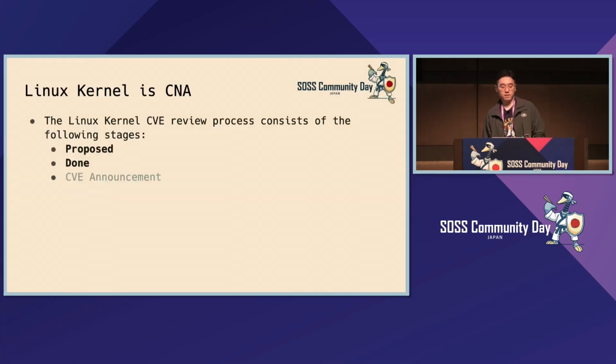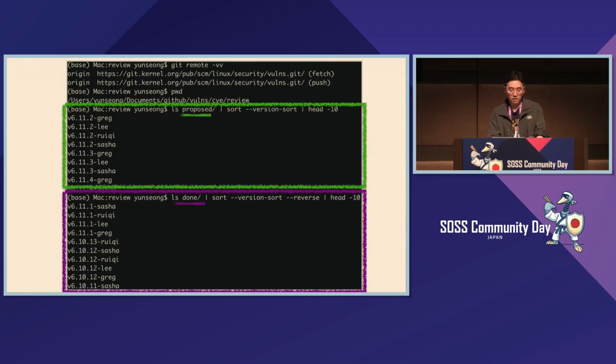While observing the Linux kernel CVE team's work, I noticed they follow this main process: propose, done, CVE announcement. The CVE team's documented process shows how vulnerability patches are reviewed and tracked for each kernel version. Patches are organized into two sections: proposed patches under review and complete patches in the done directory.